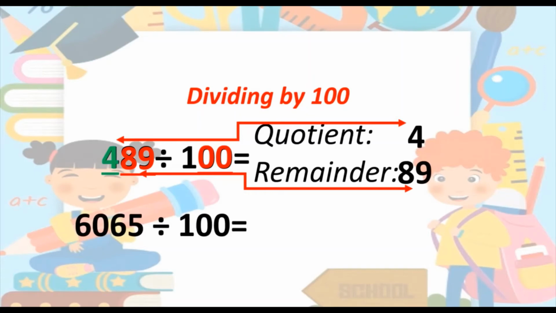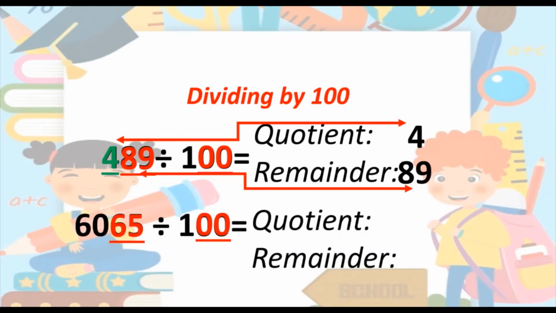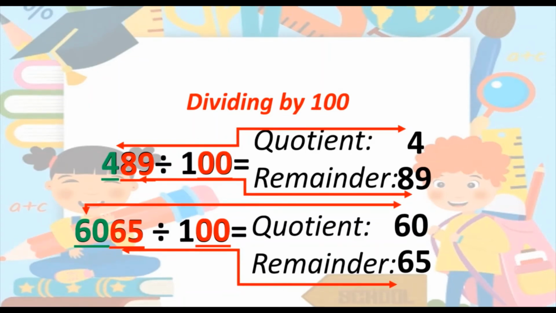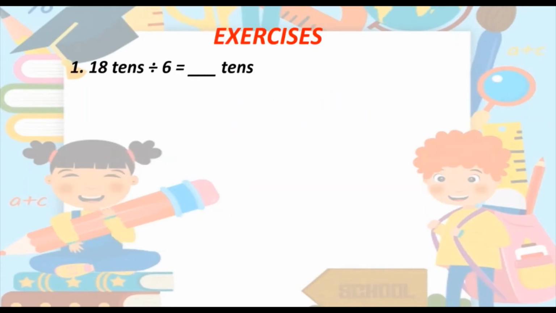Let us see another example. 6065 divided by 100. So here again, the digits in the ones and the tens place are 65, which becomes the remainder, and the remaining two digits become the quotient, that is 60. Let us look into the exercises.